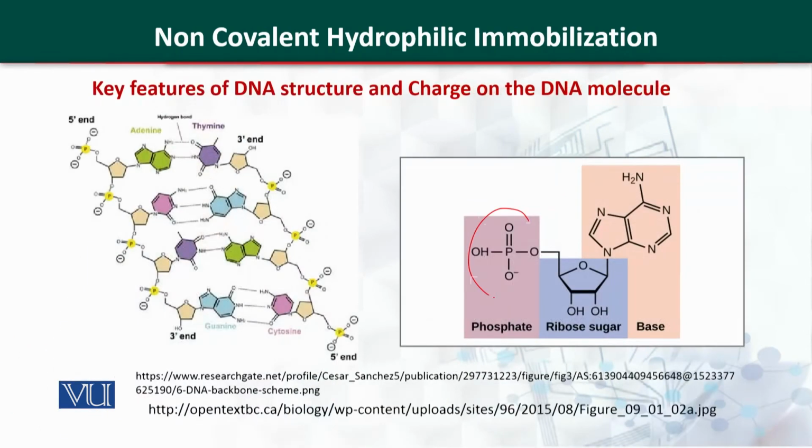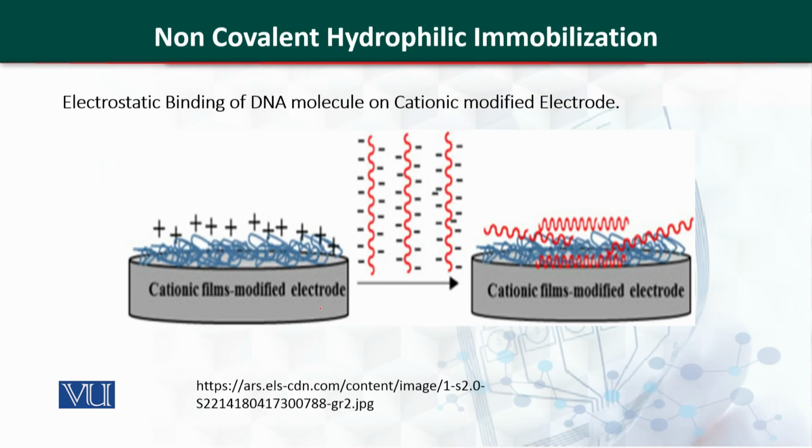Now if you look at the structure of the DNA molecule, what we are interested in is this phosphate group. This phosphate group is hanging out and there is a charge on it, and there is alternate sugar and alternate phosphate, alternate sugar and alternate phosphate. So the DNA molecule is negatively charged, and these negatively charged groups are available for binding. Now you can see how we can use the DNA in the transduction process.